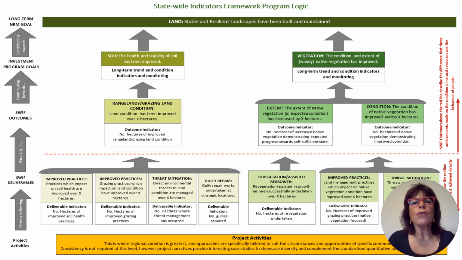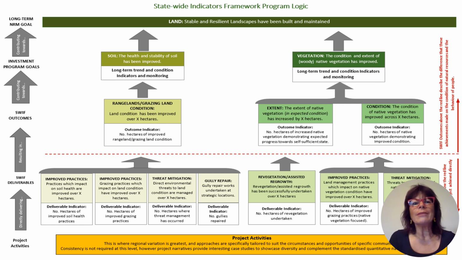So as you can see, the structure of our SWIF program logic is extremely simple. You'll notice that at the bottom, you've got your project activities. Everybody knows what goes in there. The next level up are what we call the project deliverables, the SWIF deliverables. Those are the things that you are contracted to deliver on. They will be your milestones: X hectares of threat mitigation undertaken, X hectares of revegetation in place, X hectares of improved practices. Those are the things that you largely have control over, that you spend your money to achieve.